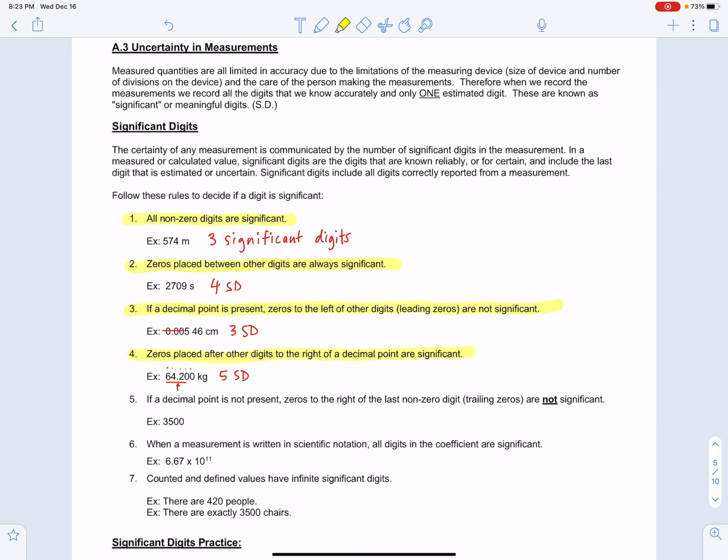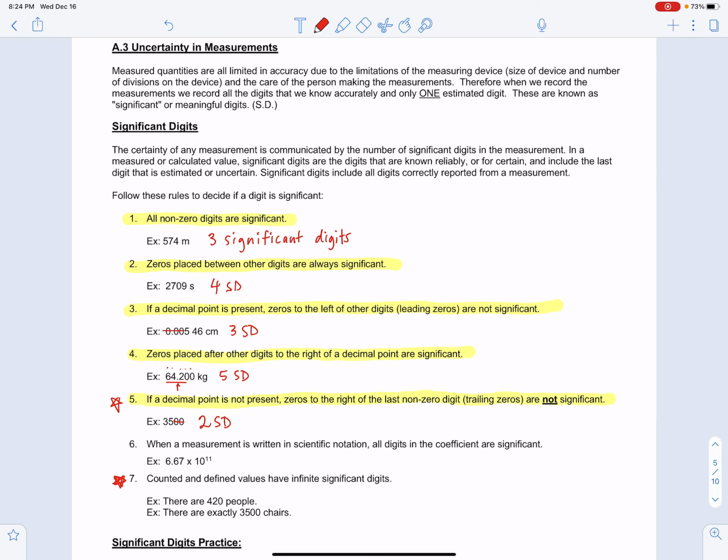Rule number 5. If a decimal point is not present, zeros to the right of the last non-zero, or trailing zeros, are not significant. So if you look, this number 3,500 has trailing zeros, and for those trailing zeros, there's no decimal point that comes after them. If there is no decimal point present, then these trailing zeros don't count. And the number 3,500 only has 2 significant digits. Okay, now I'm going to star this one because it's different. We have to look at it a little bit differently when we look at rule number 7.